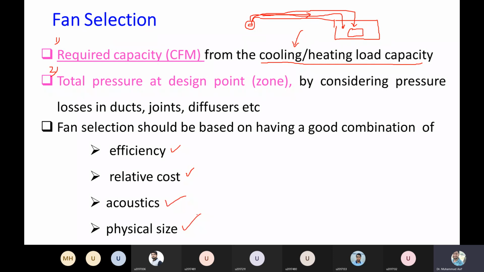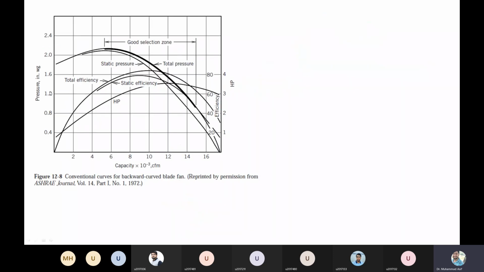I mean, physical size. Your desire is that it should have as low a size as possible. Compactness is the desire for everyone, right? So let me give you the ASHRAE chart from where you can select your fan.